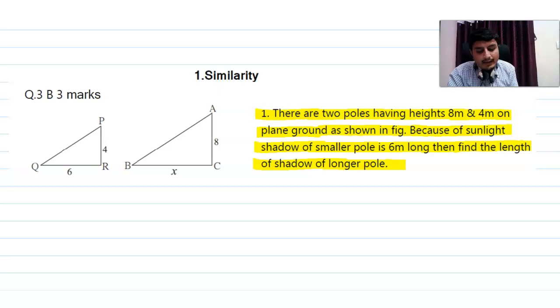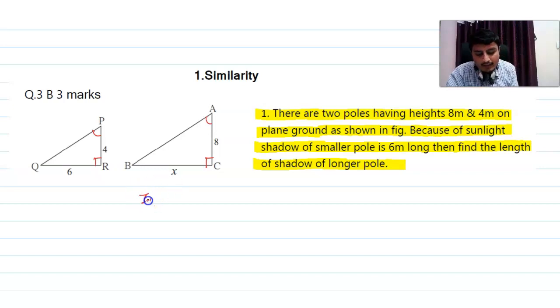Now keep in mind, at a given time the angle between sunlight and the height of the pole, or we might say the pole, are congruent. That means angle BAC is congruent to QPR, and also we well know height is always perpendicular to the ground level, so that angle PRQ and ACB are also congruent because both are 90 degrees. So by using the angle test, the given two triangles are similar.